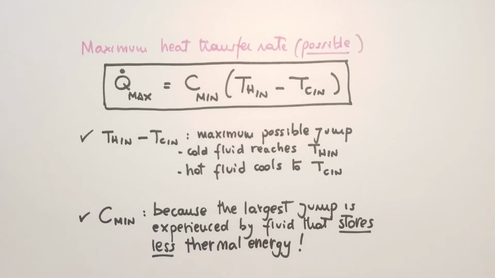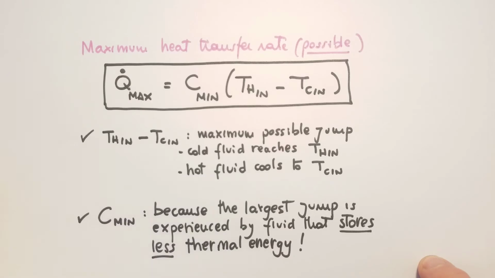And it's important to remember here we need to multiply by the heat capacity that's the smallest one, because the lesser jump in temperature is experienced by the fluid that stores less thermal energy. We need to keep in mind that m dot times the specific heat capacity is of course a quantity that defines how much energy is actually stored. So to achieve the largest possible jump in temperature, that fluid must store as little heat as possible.